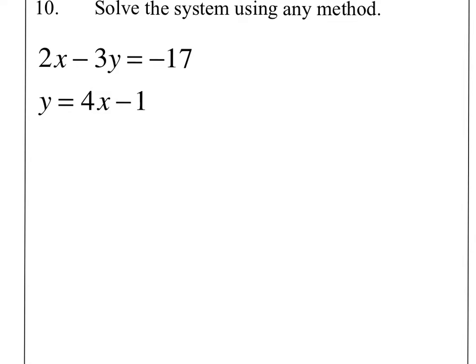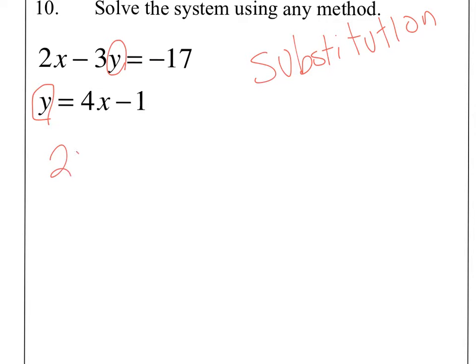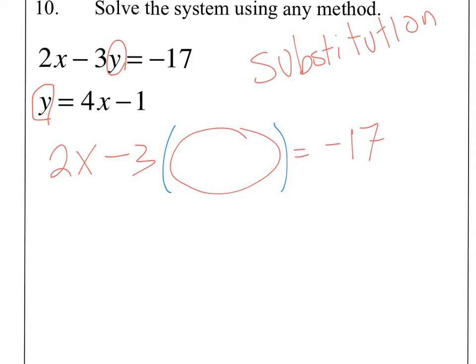For number 10, I'm supposed to solve a system using any method, and I notice that I already have a y by itself. That suggests to me that maybe substitution is the ideal option here. Substitution. Okay, so I'm going to rewrite my first equation. 2x minus 3, I'm going to put a nice big bubble for whatever y is equal to negative 17. And in that nice big bubble, which we know is really parentheses, I'm going to include my entire thing that's equal to y, 4x minus 1, like a champ.